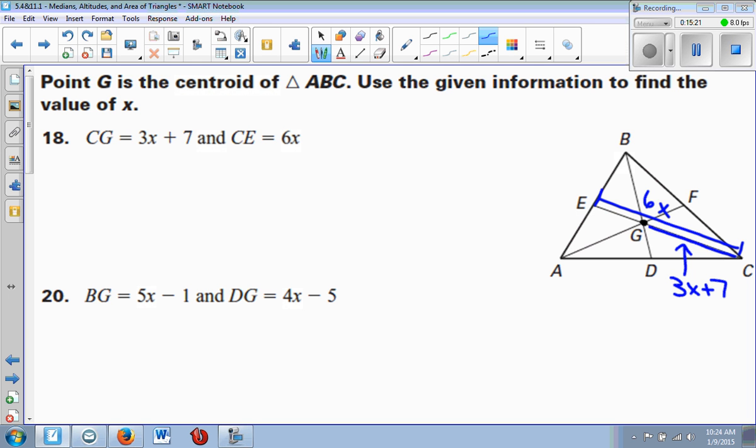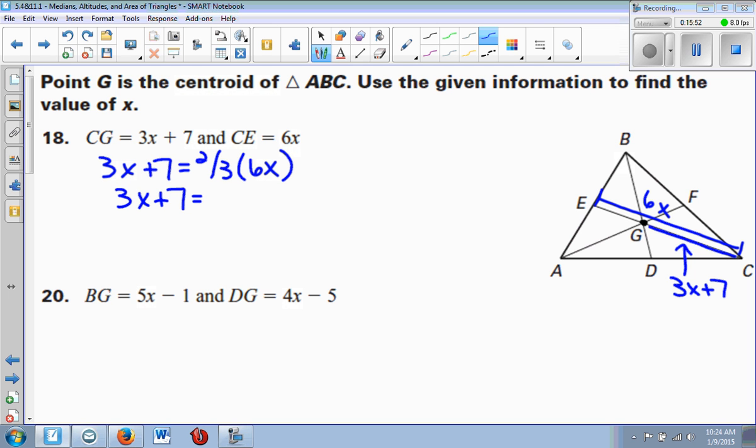So what we're looking for is, what's the relationship between what we're given? Well, the relationship is that C to G is 2/3 of the whole length, which is C to E. So we use that relationship and we write an equation. The large chunk of the median is 2/3 of the entire length. So 3x plus 7 equals 2/3 of 6x. We solve the equation.